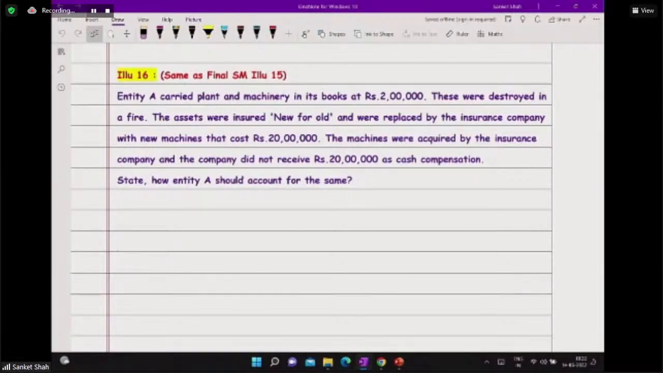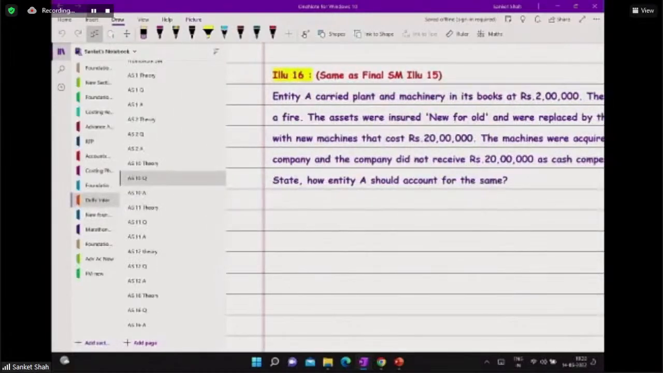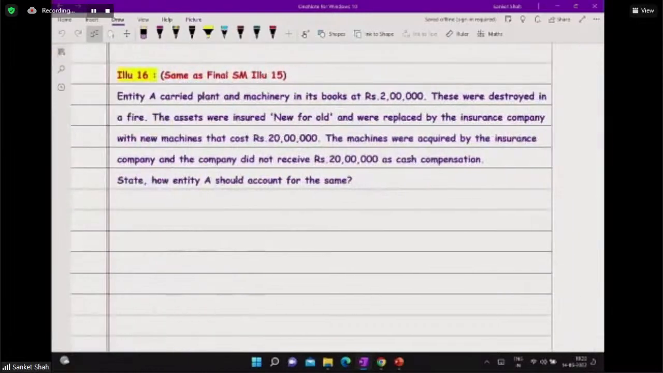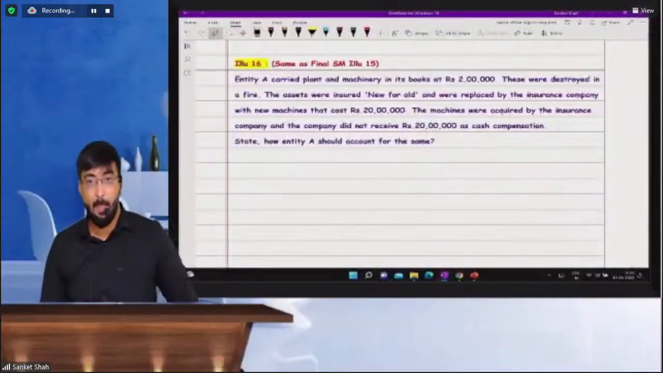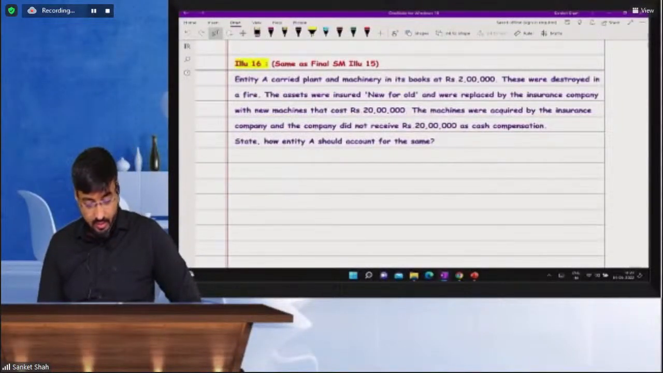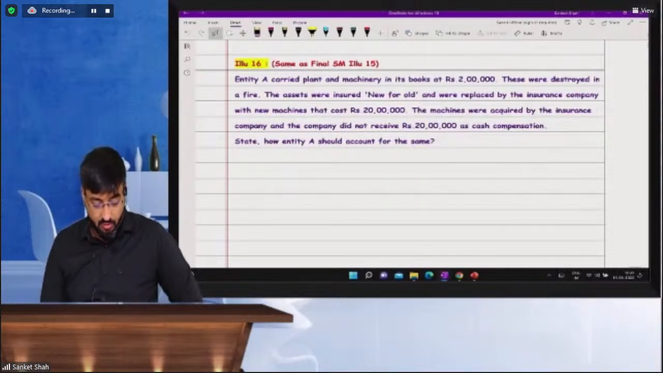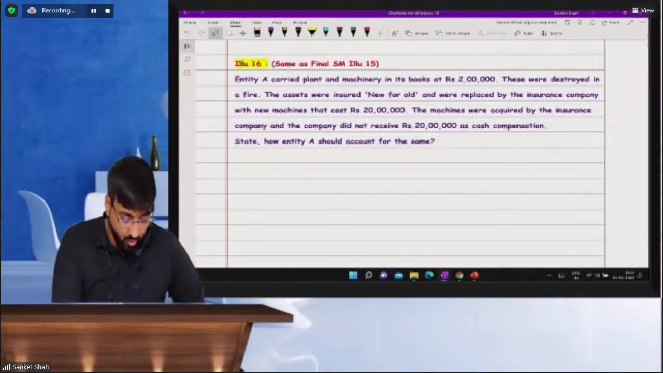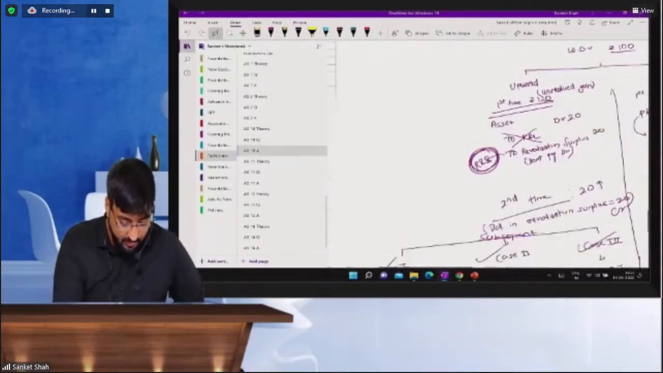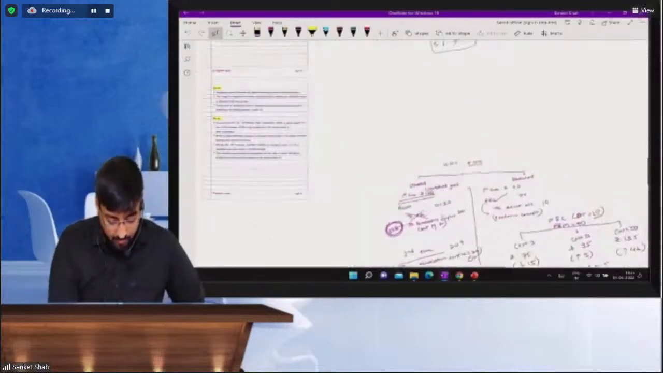Let's see the answer. Entity A carried plant and machinery at rupees 2 lakhs. These were destroyed in a fire. The assets were insured and were replaced by the insurance company with a new machine for rupees 20 lakhs. The machine was acquired by the insurance company and the company did not receive 20 lakhs as cash compensation. Show how you are going to record it. What is the answer?